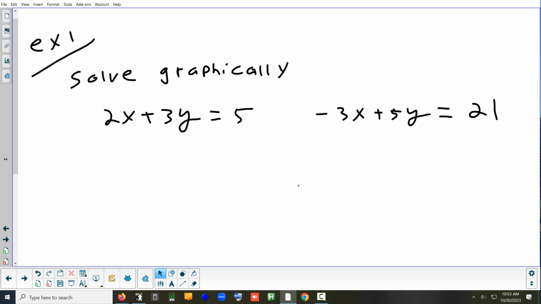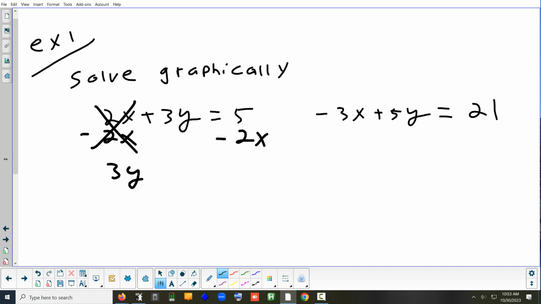Well, Corbin, what would be my first step on this one to get y by itself? Move 2x to the other side. Yep. And how would you move it? Subtraction. Yep. So we'll subtract 2x. It's going to leave me with 3y equals. And Brady, if I'm thinking about writing this in like y equals mx plus b form, how would you write the right-hand side? Negative 2x plus 5. Yeah. Okay, so there's your first step.